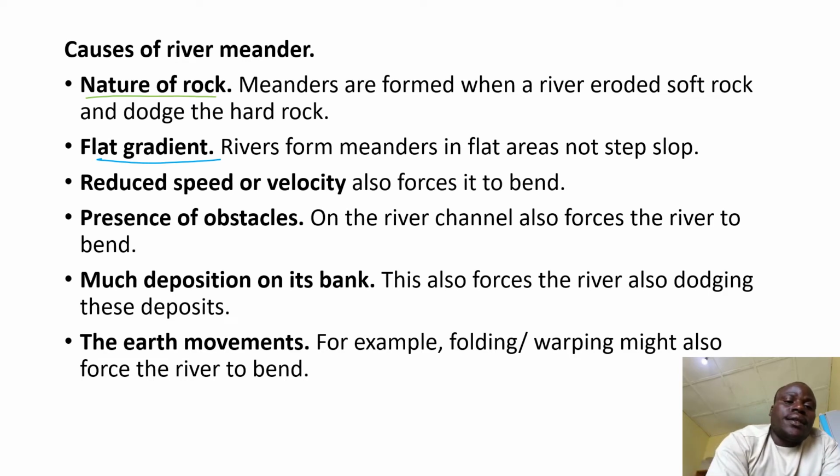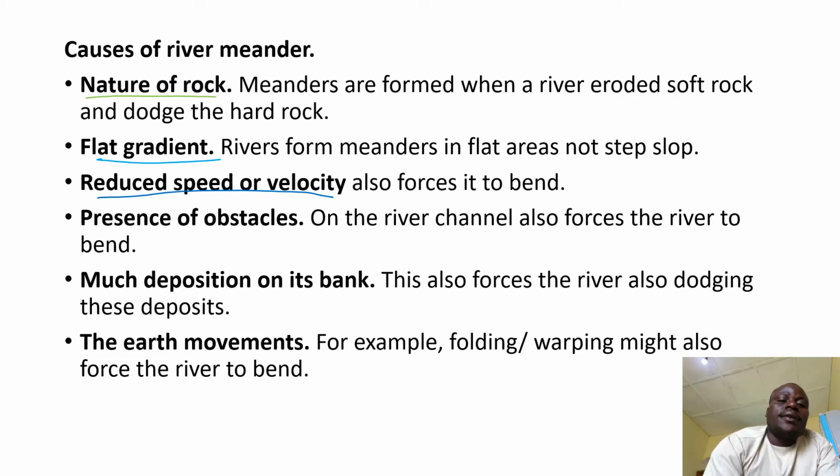Next is the reduced speed or velocity of the river, which can also help it to bend because the river is slow. It's not flowing like the other time when it was in the upper stage, and the gradient is flat. Therefore, its laziness to flow faster can also help it to bend.